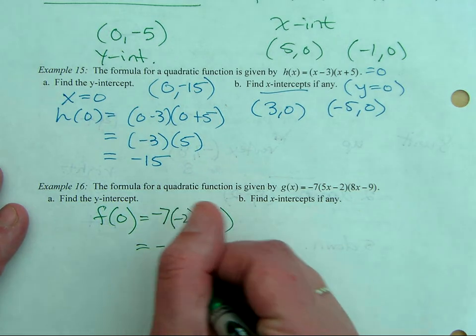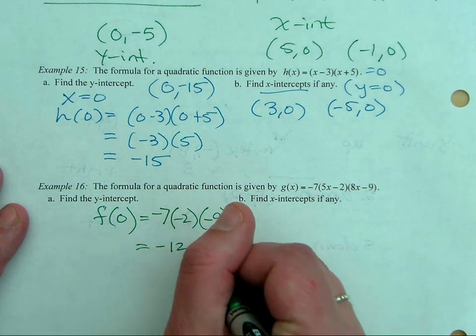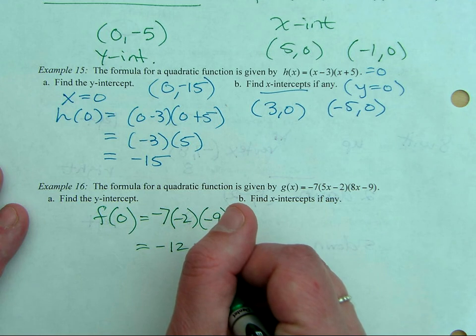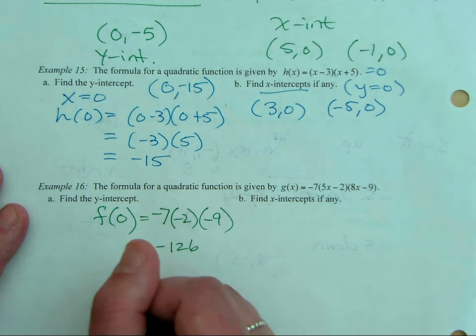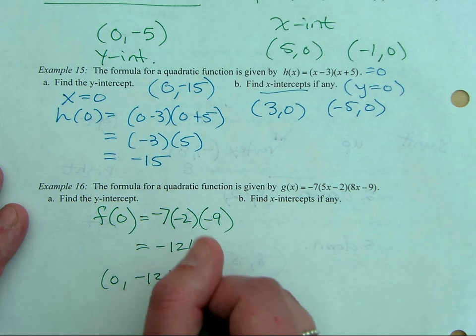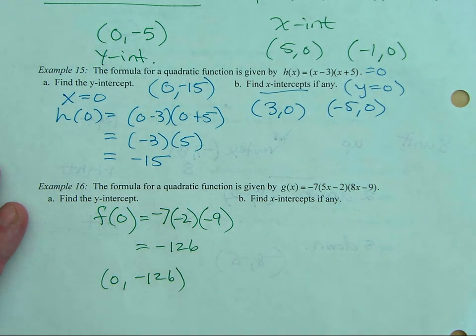Is it a negative? I can't hear you. You're mumbling. Speak up. 126. Okay, there you go. So 0, negative 126. There's our y-intercept.